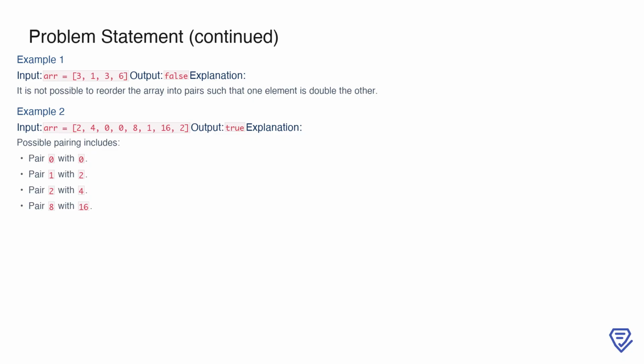Now consider a second example, [2, 4, 0, 0, 8, 1, 16, 2]. In this case, the output is true, as it is possible to reorder the array into valid pairs. For instance, we could pair 0 with 0, 1 with 2, 2 with 4, and 8 with 16. Each of these pairs satisfies the condition that one element is double the other, making this a valid reordering.